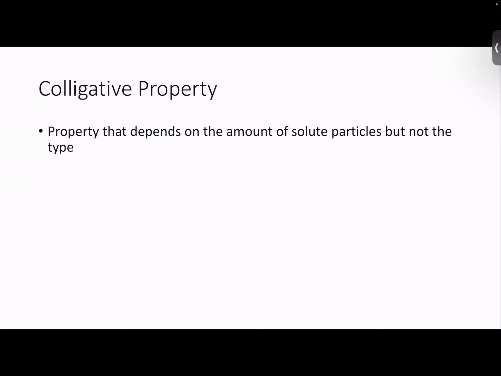Now, this is about colligative properties, so I would be remiss if I didn't define a colligative property. A colligative property is a property of the solution that depends upon the amount of solute particles dissolved in solution and not the identity of the solute. It depends upon the number of particles dissolved in solution and not the identity of the solute.